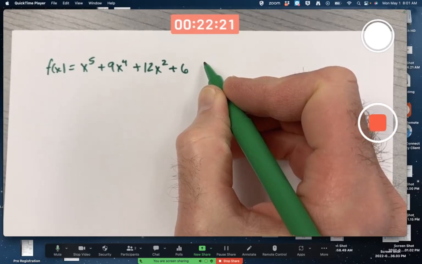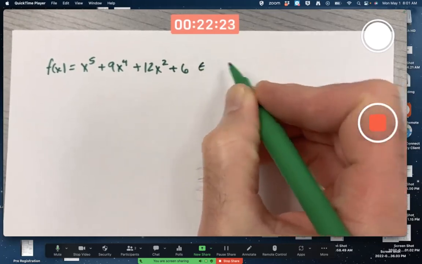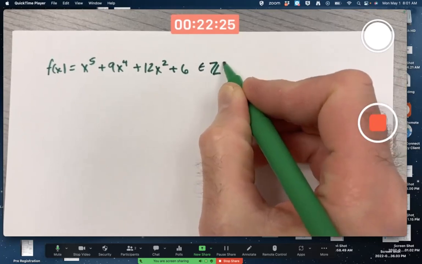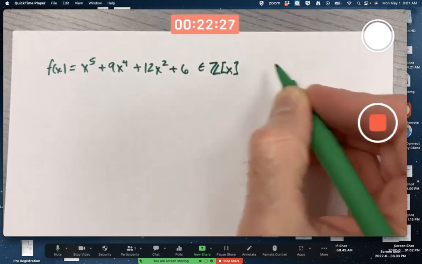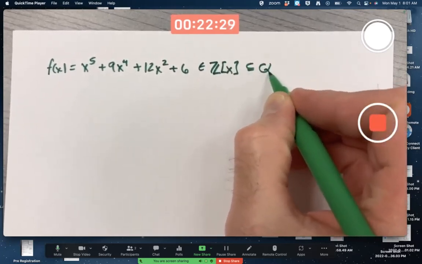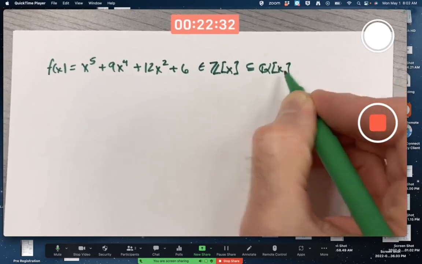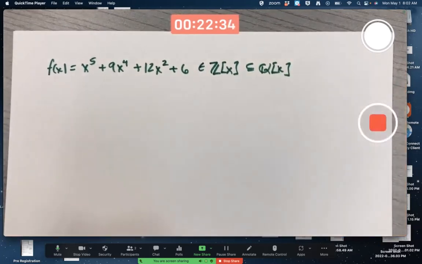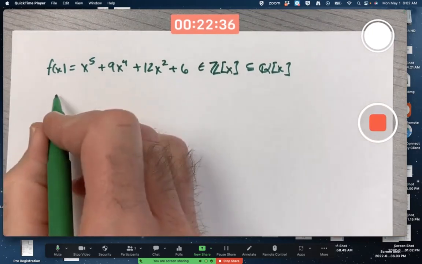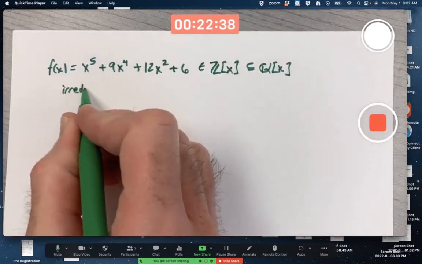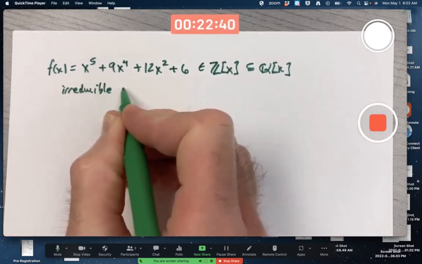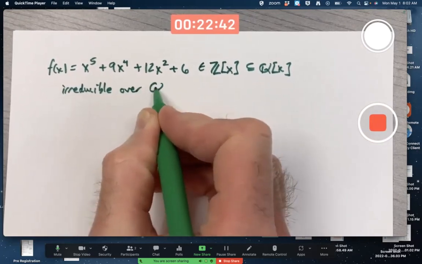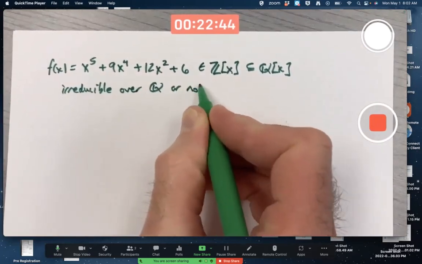So with this first example, it looks hard. This is a polynomial with coefficients in Z, which of course are also rational numbers. And the question is, is this fifth degree polynomial irreducible over Q, irreducible over the rationals, or not?